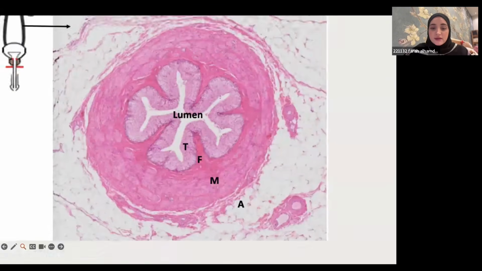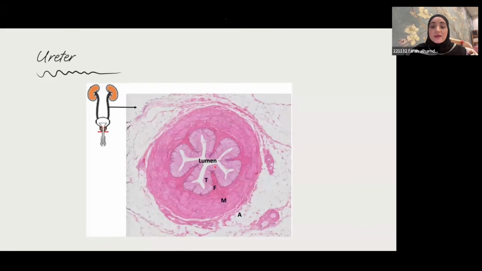Here we have the F. What is the F? It is the lamina propria. Lamina propria is connective tissue plus the blood vessels that supply this transitional epithelium. Then we have the muscularis, which is the muscle layer, and the adventitia, or the serosa on the outside.